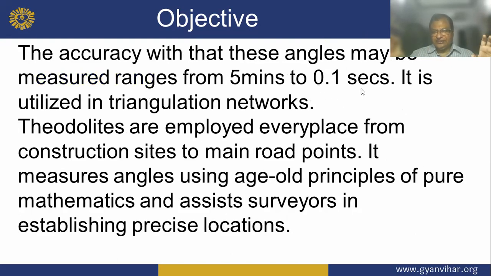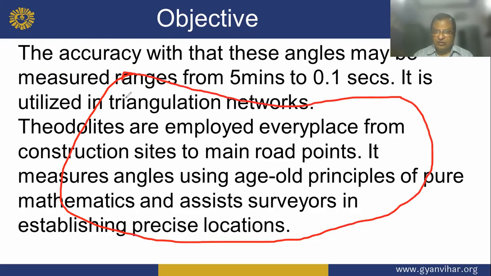The accuracy with which angles may be measured ranges from 5 minutes to 0.1 second. It is utilized in the triangulation network. Now we will discuss what a triangulation network is. Dear boy, if the area is very big, beyond 250 square kilometers, how will you measure it? You will measure it by this triangulation.